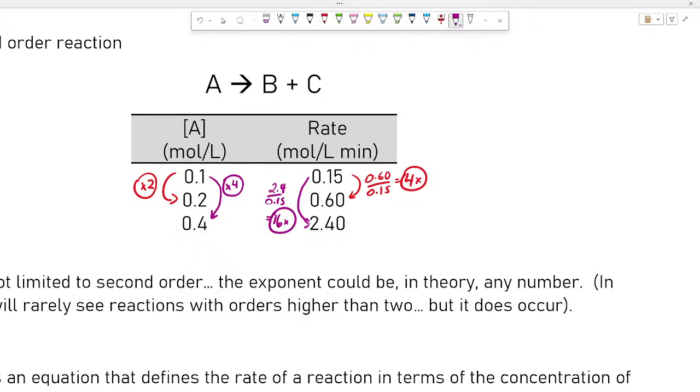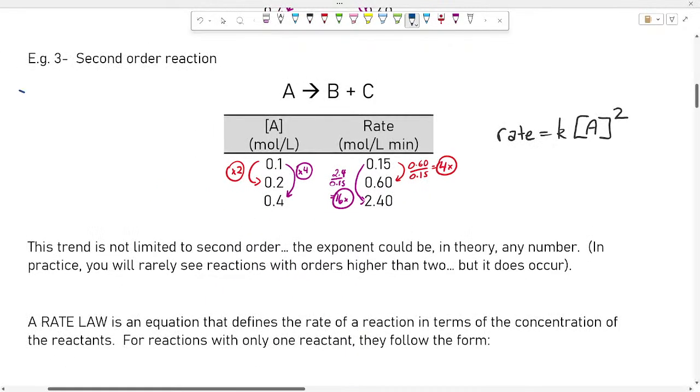So, what's going on here? Well, the relationship is 2 to what mathematical operation is 4, and 4 to that same mathematical operation is 16. Squaring, right? That's a squared relationship. 2 squared is 4. 4 squared is 16. So the relationship here is that we take the rate, it's going to be some constant k, but then whatever we do to the concentration of A, that effect is going to get squared. Does that make sense? This relationship is quadratic.